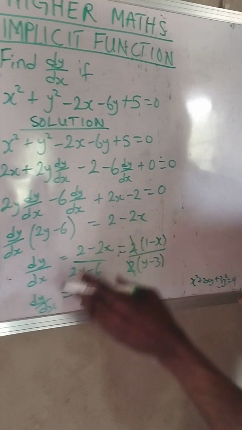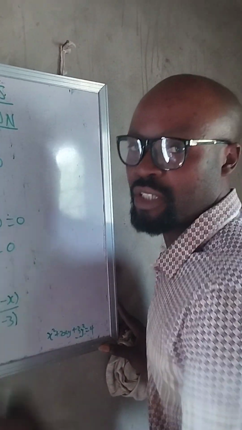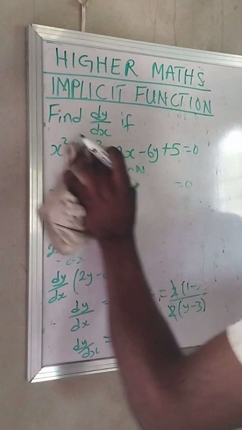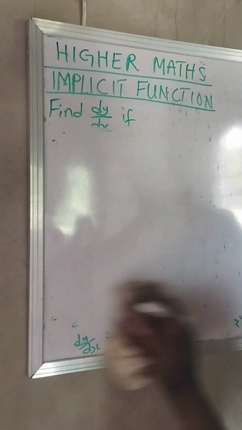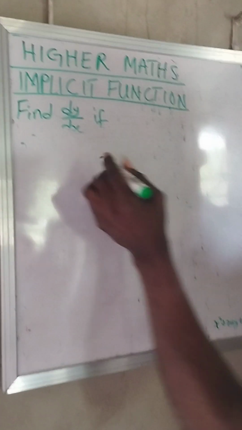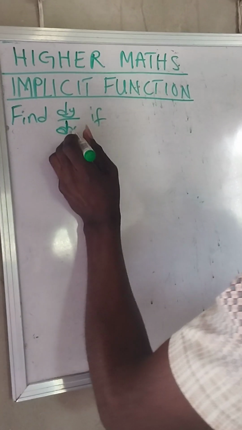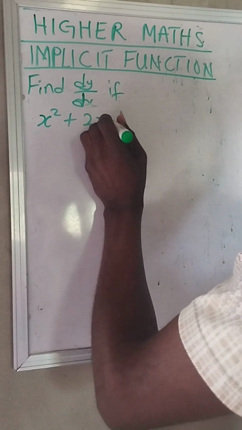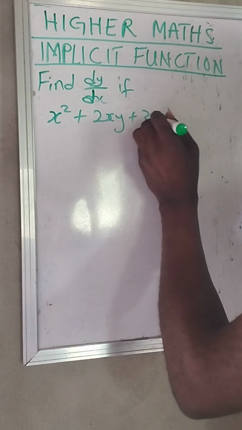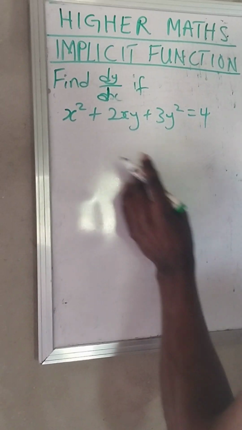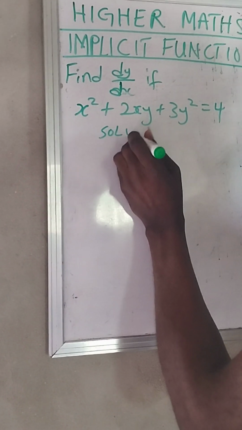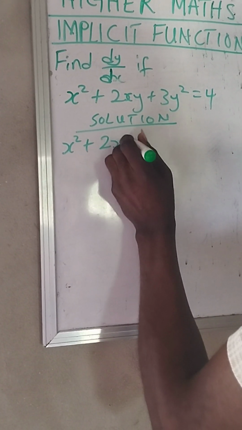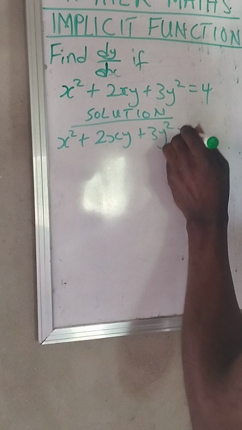So this is what is called implicit differentiation. Now let's look at another example briefly, to learn more on this. Find dy over dx if x squared plus 2xy plus 3y squared equals 4. Now here is another example. Solution. We apply the same principle. Rewrite the question: x squared plus 2xy plus 3y squared equals 4.